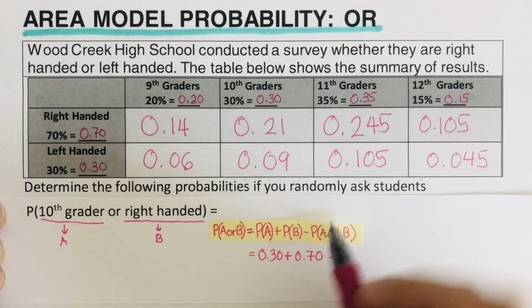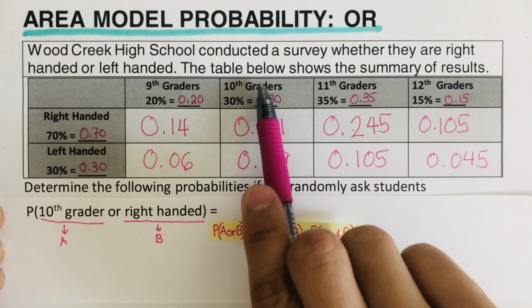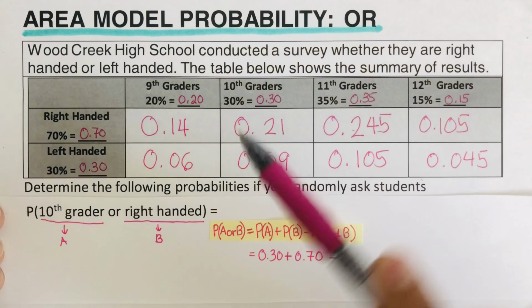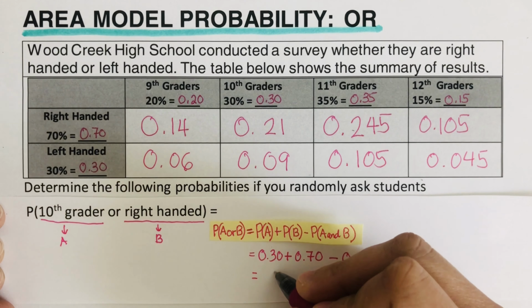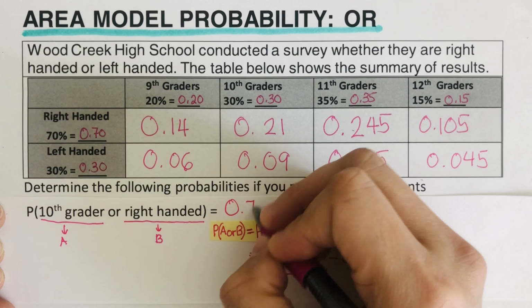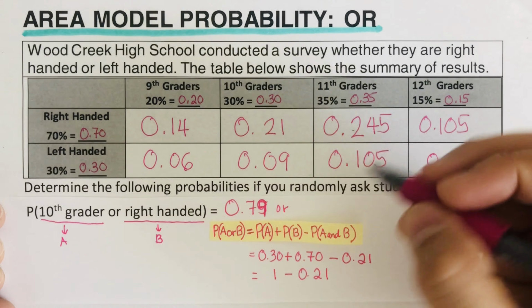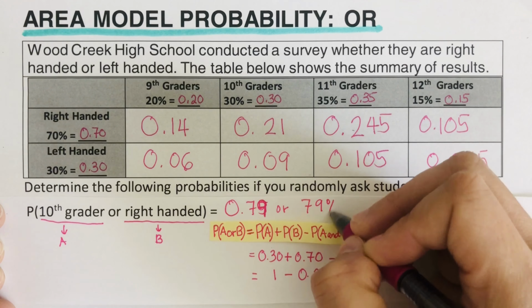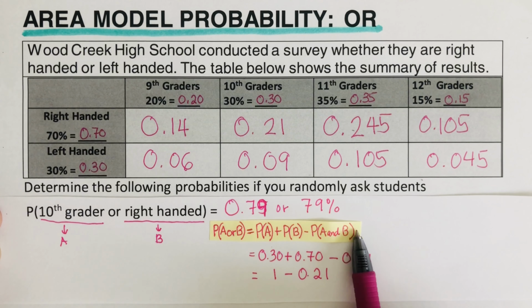0.70 minus the probability of A and B. So remember, that's 10th grader, and right-handed is this. This is the and. Remember, each of these is and. So minus 0.21. So then we are able to get 1 minus 0.21. So the answer right here is 0.79, or 79% of the time when you go to the school, you're going to be able to ask a 10th grader or right-handed. Did you get the same answer as this?